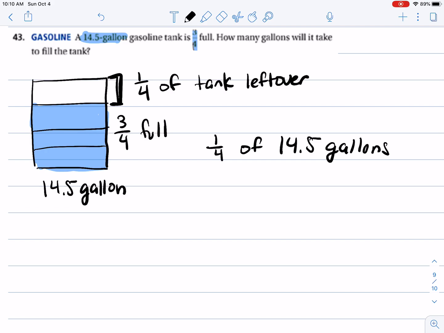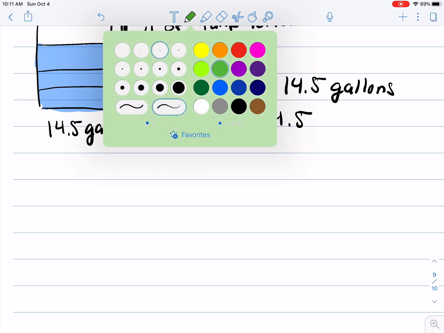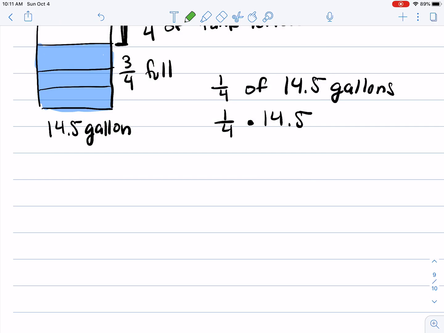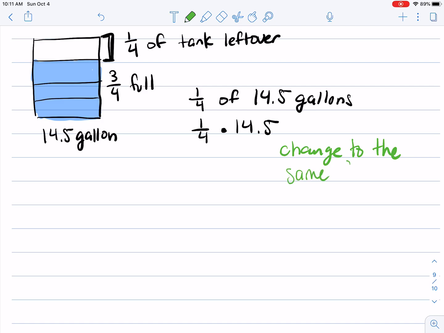And in order to do this, our math problem is 1/4 times 14.5. So we have two options here. We can either change these both into fractions in order to multiply or change them both into decimals. I know a lot of you are going to want to change these into decimals. So we'll say change to the same form. And in this case, we're doing decimals. So we need to change this one into a decimal.